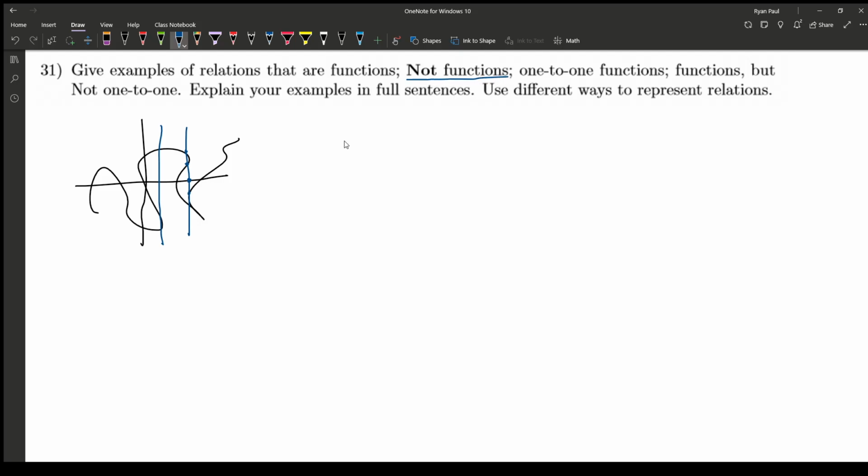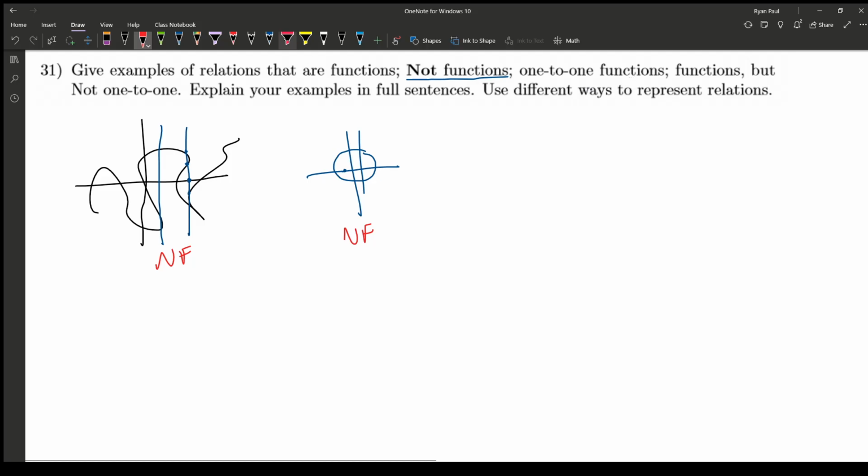Another example of a non-function that's popular would be a circle or an ellipse or something like that. Fails a vertical line test, you know, for a particular x value, there are multiple y values. All right, so that's not a function. All right, so I'm going to put NF for not function.